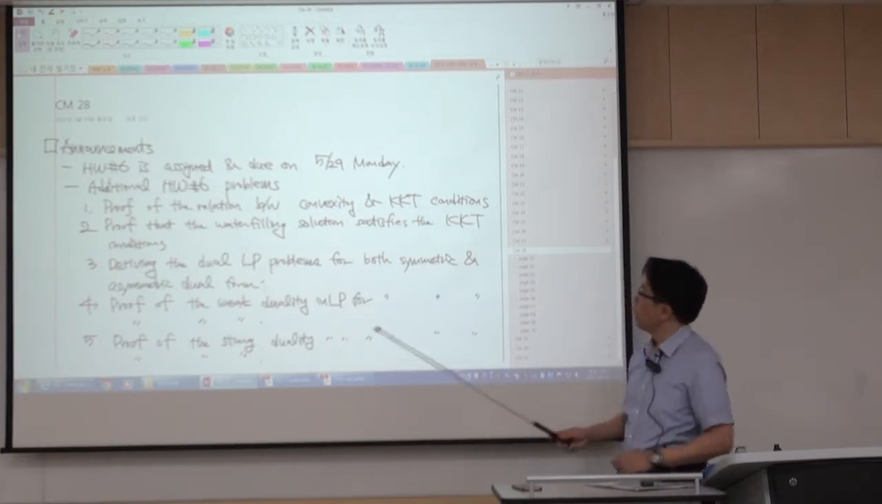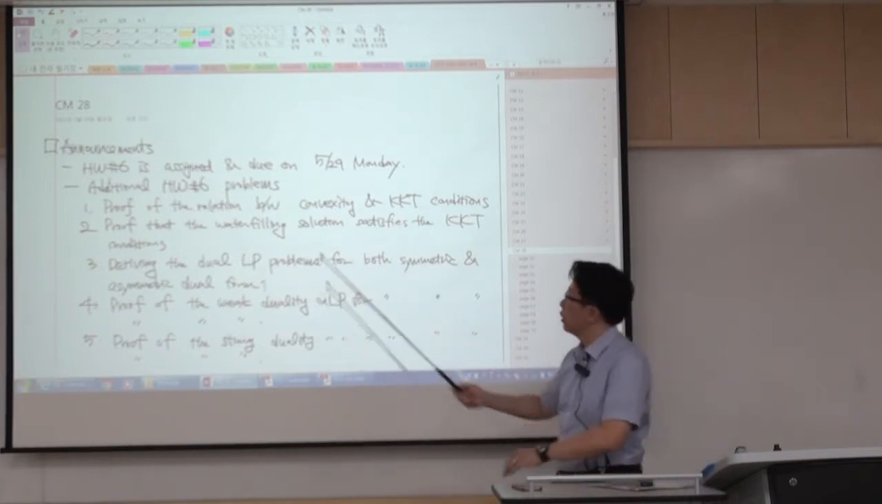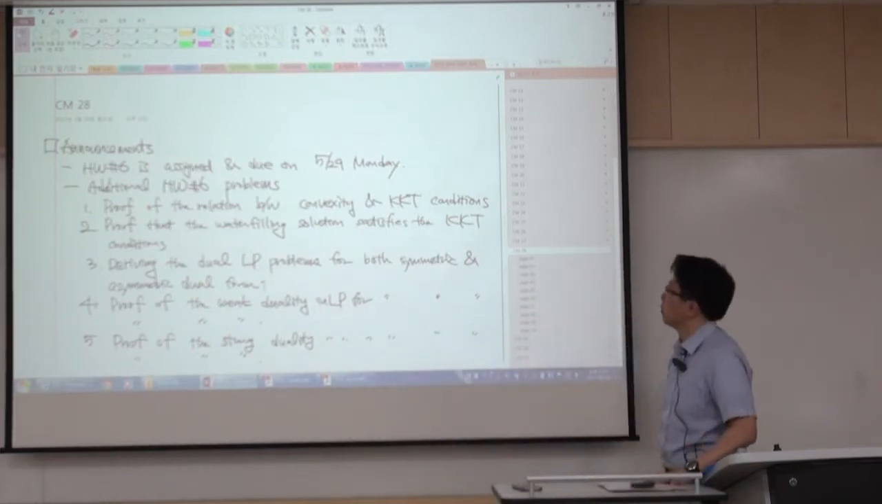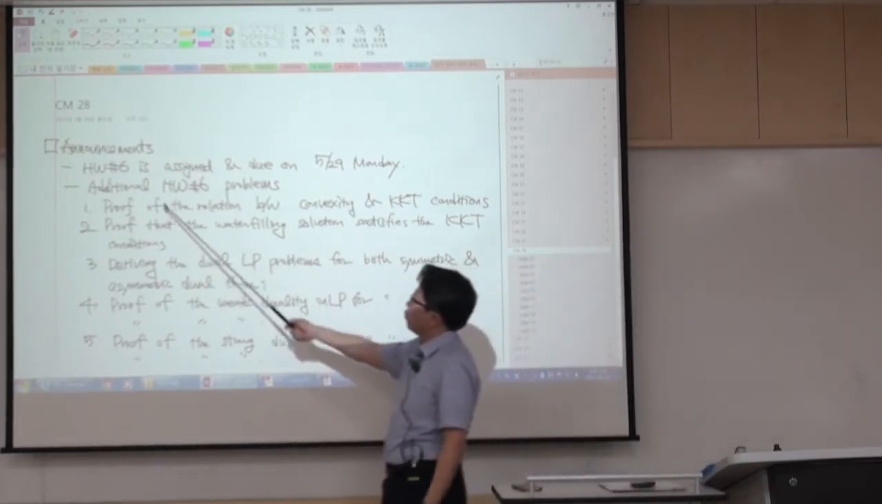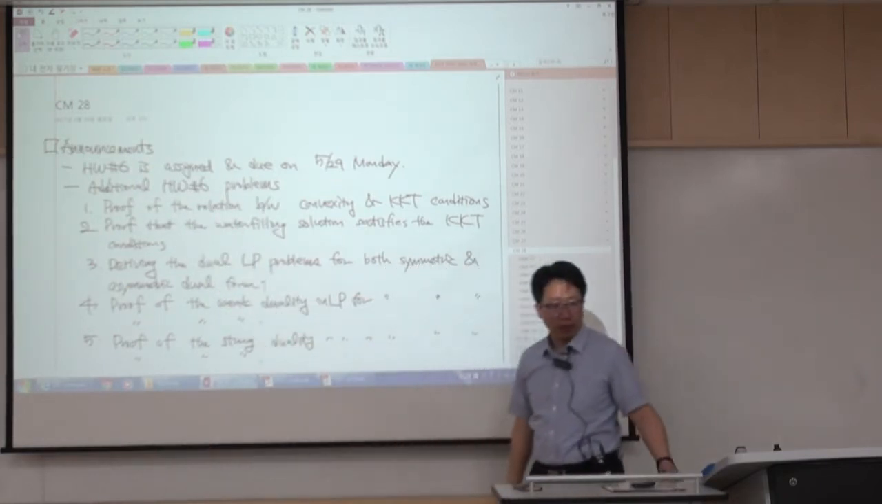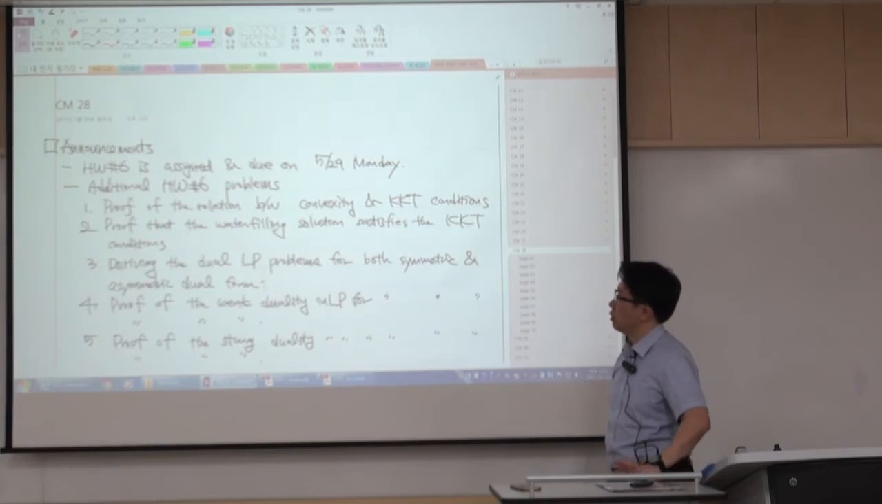Today we have the following announcements. First, homework number 6 is assigned and due next Monday, so you have 1 week to work on it. And you have an additional 6 problems. Most of them are proof or derivation problems.